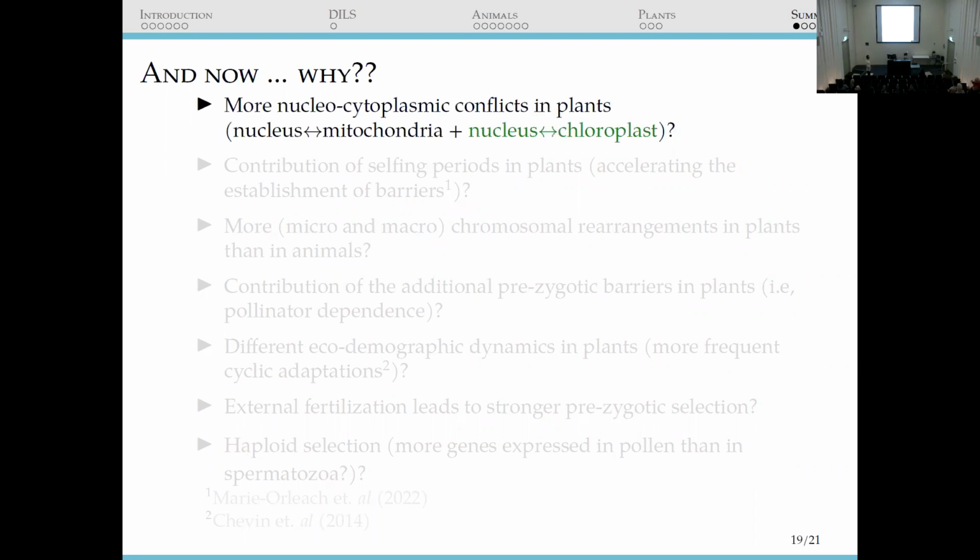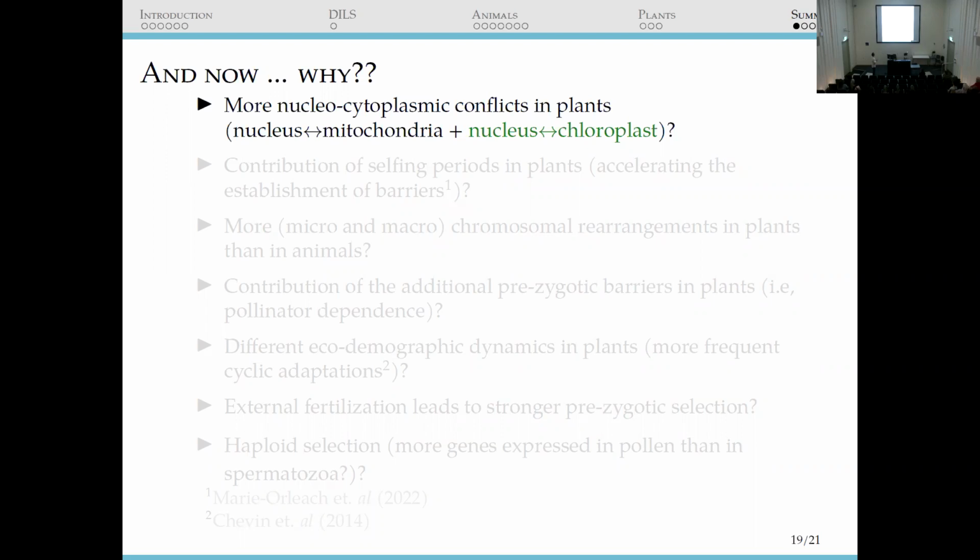So the first one is, okay, what is the first difference between plants and animals? Well, the first one is that plants have a chloroplast. Not original, but they have a chloroplast. And it's important because the genetic basis of speciation is genetic incompatibilities. Basically, there are negative epistases between one locus of species A and another locus of species B.